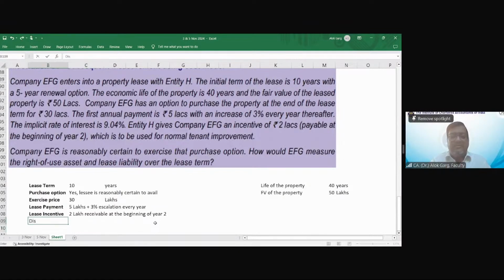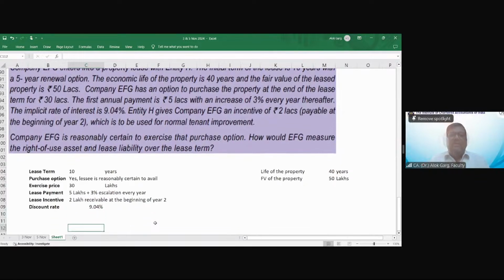Discount rate is also given in this question. What is the discount rate given in this question? 9.04%. This is the information which is given in this question. Anything else which I've missed here?